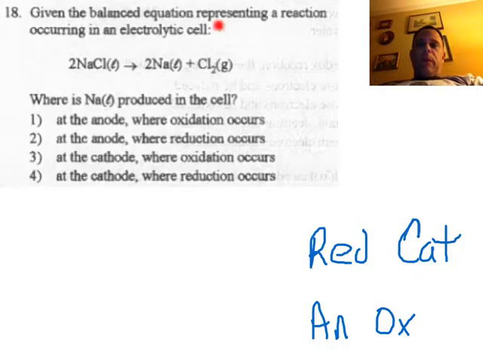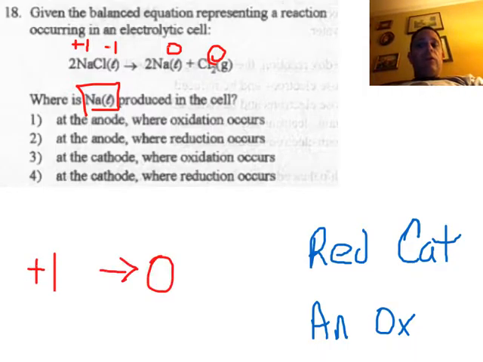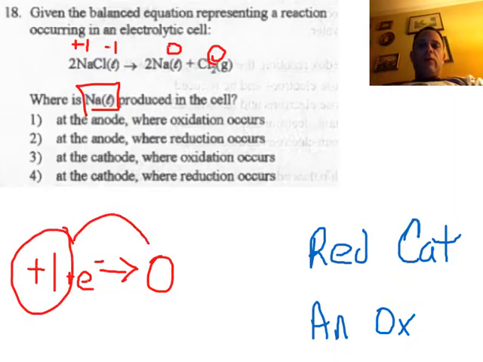Chlorine uncombined is going to be 0. Sodium uncombined is 0. Chlorine, when combined with sodium, is going to be -1, while the sodium itself is a +1. So what is happening to the sodium? Sodium is going from +1 to 0. In order to do that, you must gain an electron. We are seeing from +1 to 0, a reduction in the oxidation number.